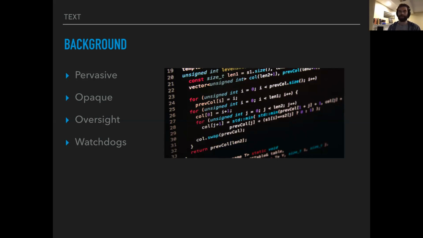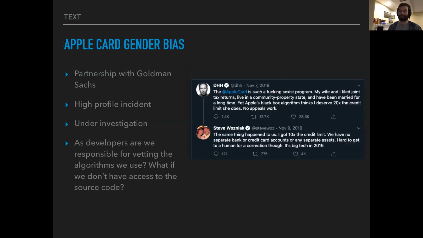And we'll just walk through a couple of examples. So the first one I'm going to start with is the Apple Card and how there was anecdotal evidence of gender bias. And this was initiated as a partnership between Goldman Sachs and Apple, with Goldman Sachs owning the algorithm to approve credit limit increases or disapprove people for cards.